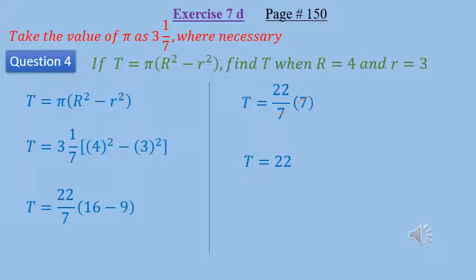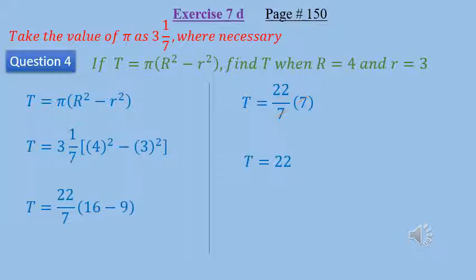Exercise 7D on page number 150. Take the value of pi as 3 whole 1 over 7. Question number 4. If t is equal to pi in brackets R square minus r square, find the t when capital R is equal to 4 and small r is equal to 3.